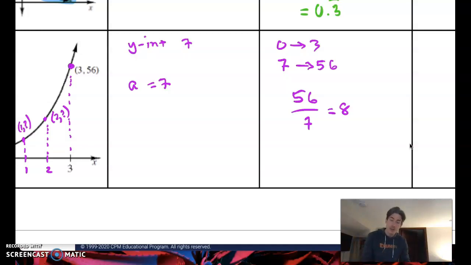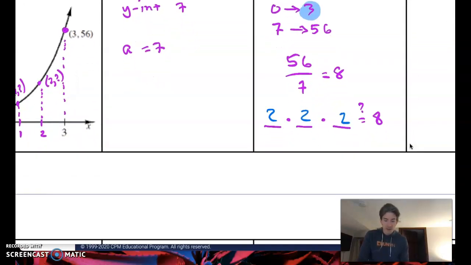So let's do a little critical thinking here. I multiplied by something, something else, and something else, the exact same thing 3 times, and I got 8. So ask yourself this question: what number can I multiply by 3 times and get 8? Did you guys figure it out yet? Do you see it? Here's your answer. There's your B value.